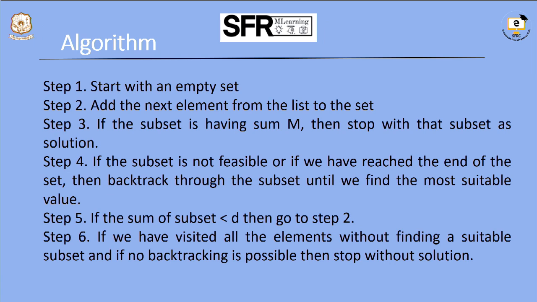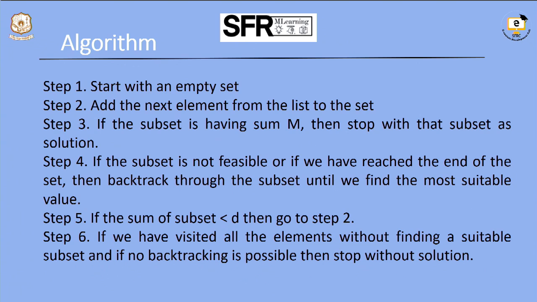From 10, we take the next value, 15. So 10 plus 15 is 25, which is not equal to 30. So what we will do, we will come to the next. Suppose I consider the next one as 7, the sum of these three numbers exceeds 30. So what we are going to do, we backtrack. So this is the combination that we are going to follow in the backtracking technique.